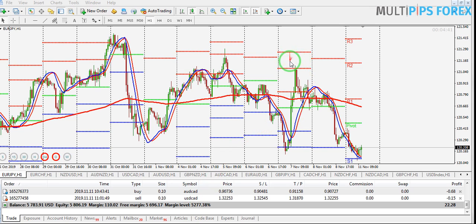You notice I mentioned these red lines and the green and the blue lines. These are the differences, right? The green line is the pivot, okay? The red line is the resistances 1, 2, or 3. Now the blue line is the support line. Take Euro JPY for example.